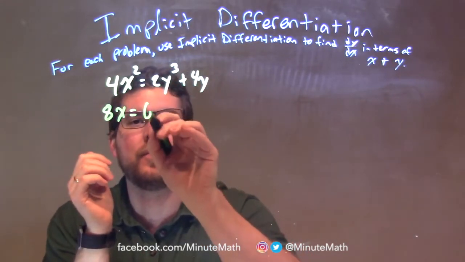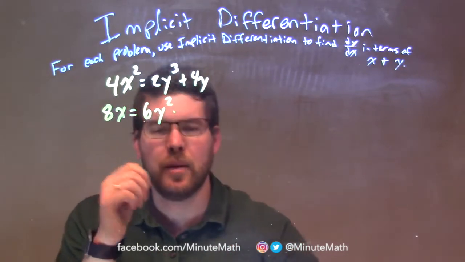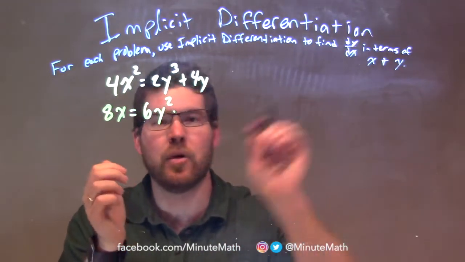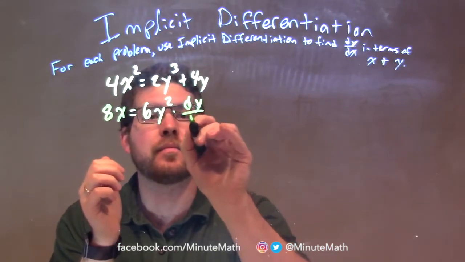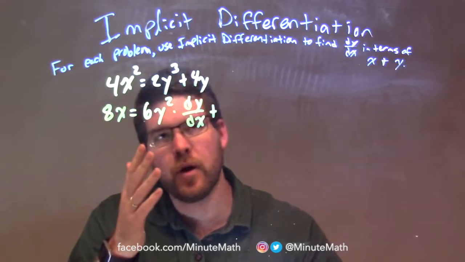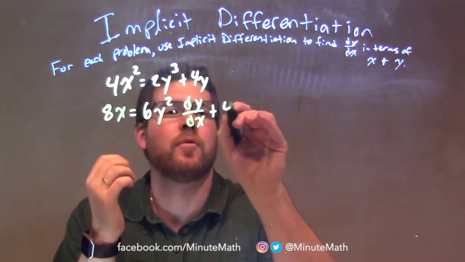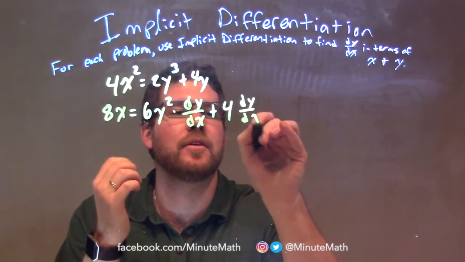3 times 2 is 6y, subtract 1 from the power, we have to the second power, times the derivative of y, which is dy/dx. Plus, now, 4 being a constant, we put out in front, 4 times the derivative of y, which is dy/dx. We have 4 dy/dx here.